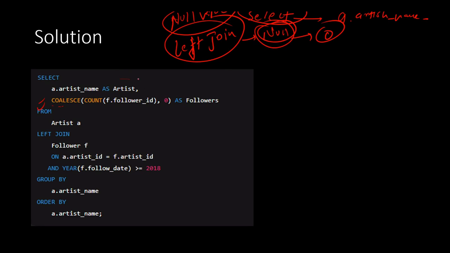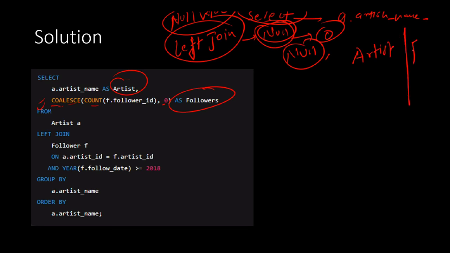Okay, a dot artist name as artist. Then we will use this function count f dot follower id, because we need to count the followers, and comma 0. Suppose we are counting this follower id, and suppose if we are getting null, then we will be replacing that null value with 0, as followers. So artist name we got, artist, and followers also we got in our display table.